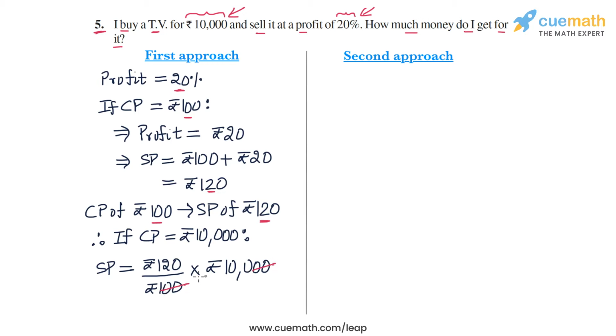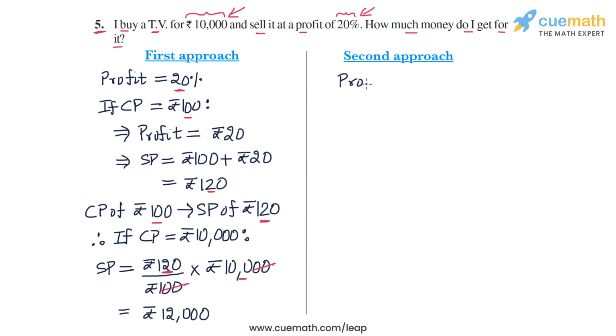So we cancel out the zeros and we get 120 into 100, and 120 into 100 will be rupees 12,000. Okay, so the selling price is rupees 12,000. Okay, now for our second approach, we will first calculate the absolute value of the profit and then add it to the cost price to get the selling price. Let's see how to do this now.